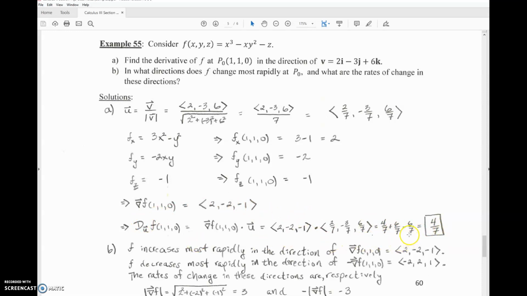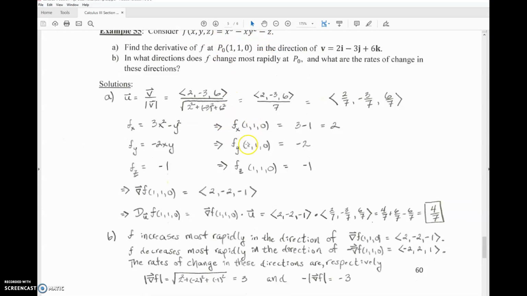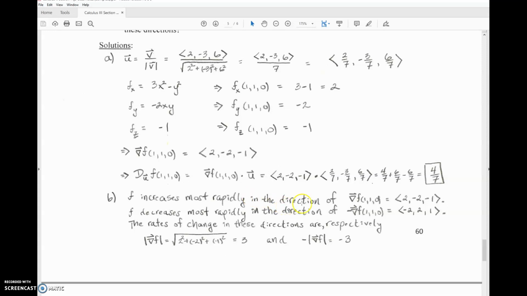So the slope of the tangent line to the surface f of x, y, z equals a constant, right? It's some constant because this would have to be the level surface of a function of four variables if we wanted to visualize it that way. Or this is a function of three variables, which is some kind of hypersurface in 4 dimensions, which we can't visualize. But f increases most rapidly in the direction of the gradient of f, which is 2, minus 2, minus 1.